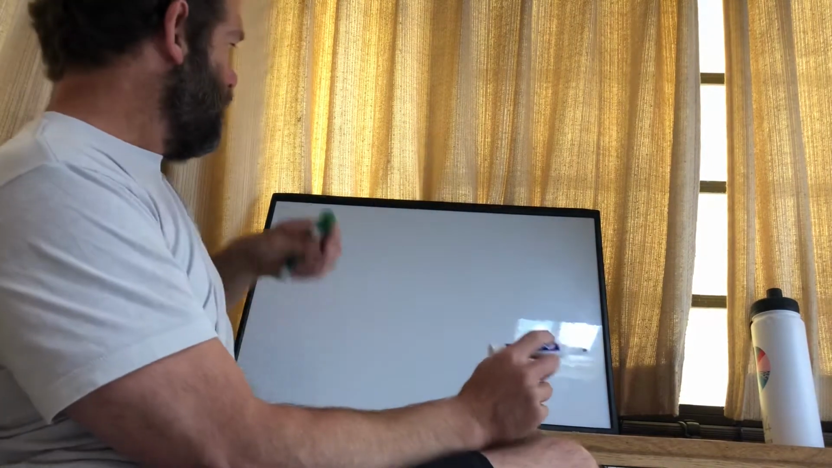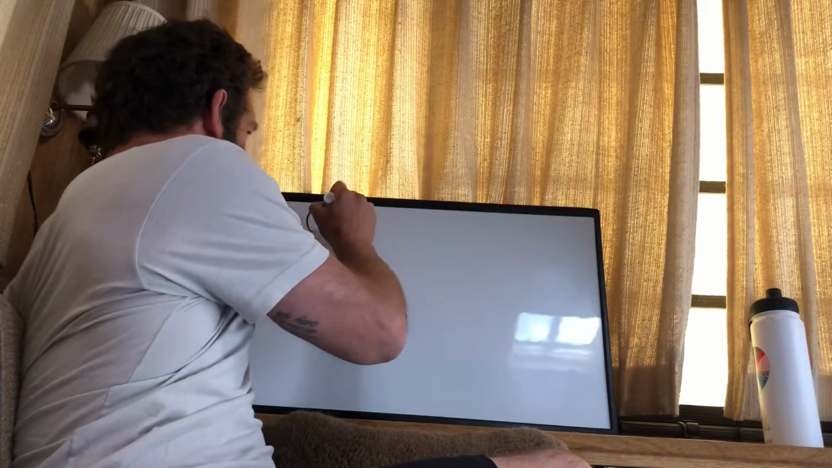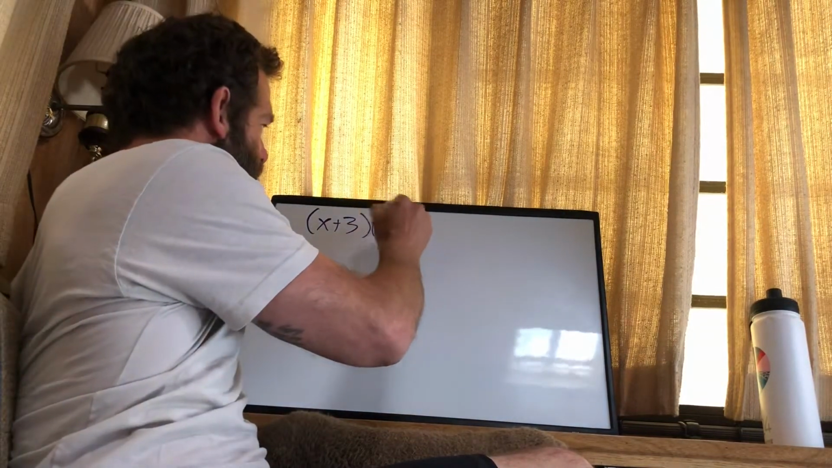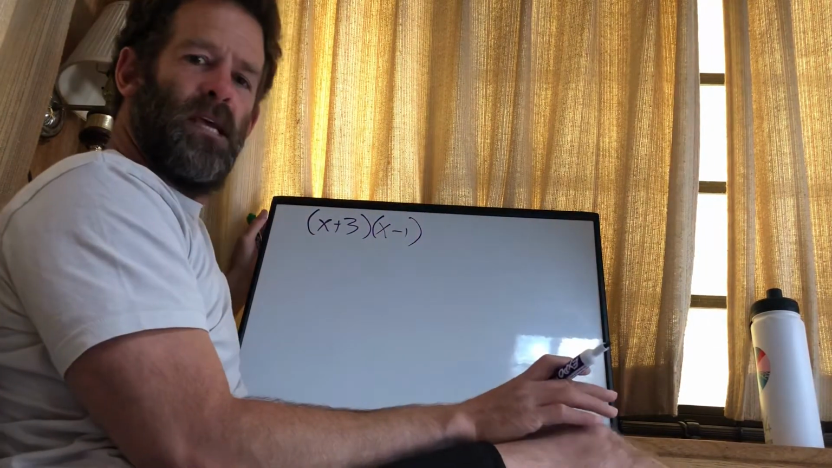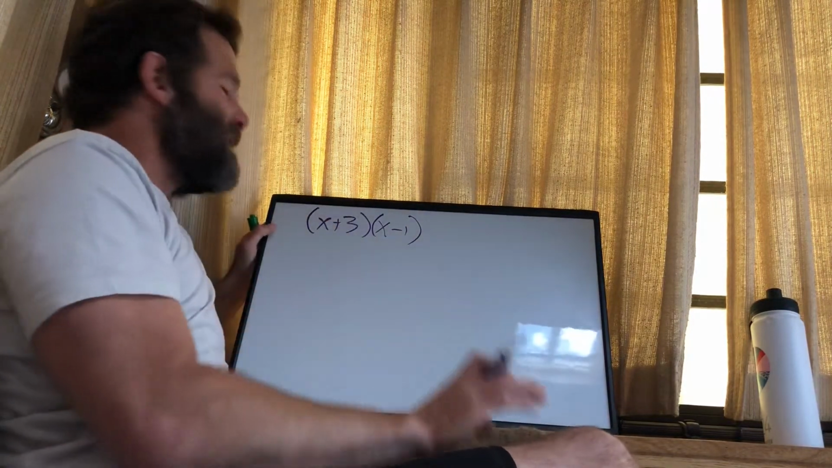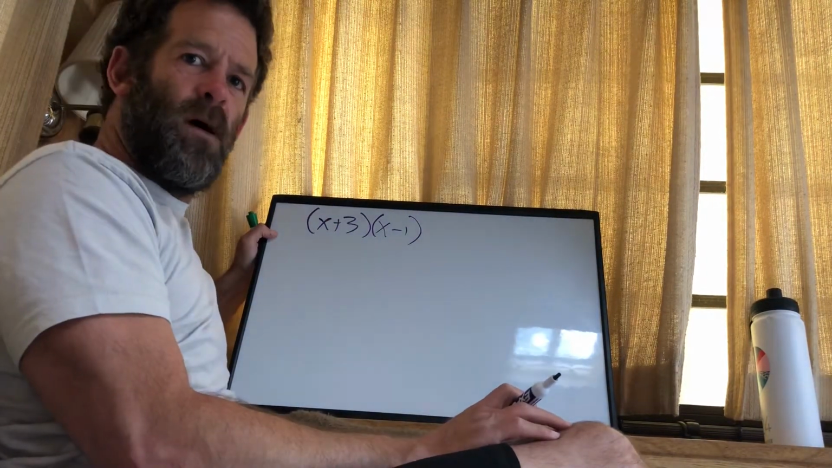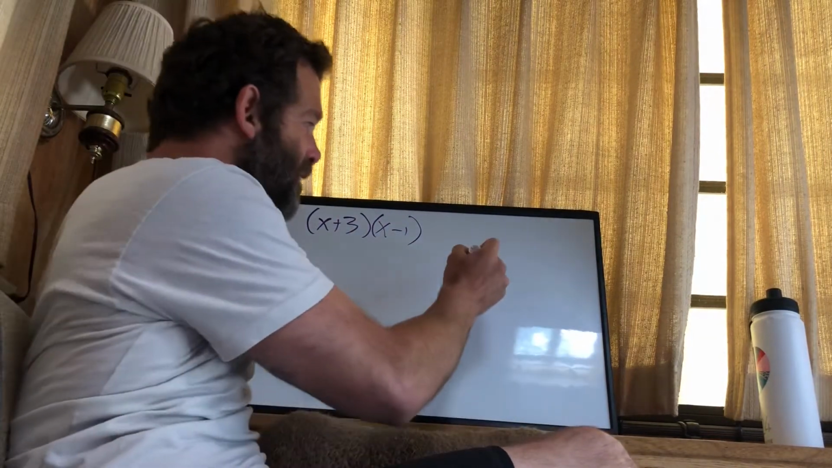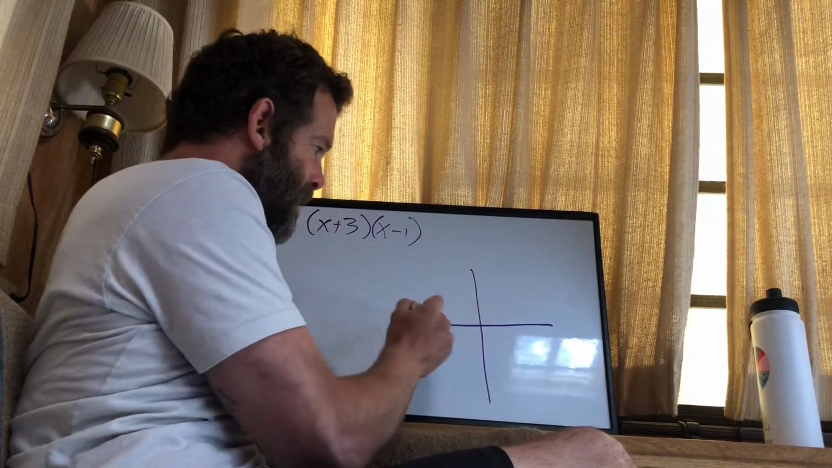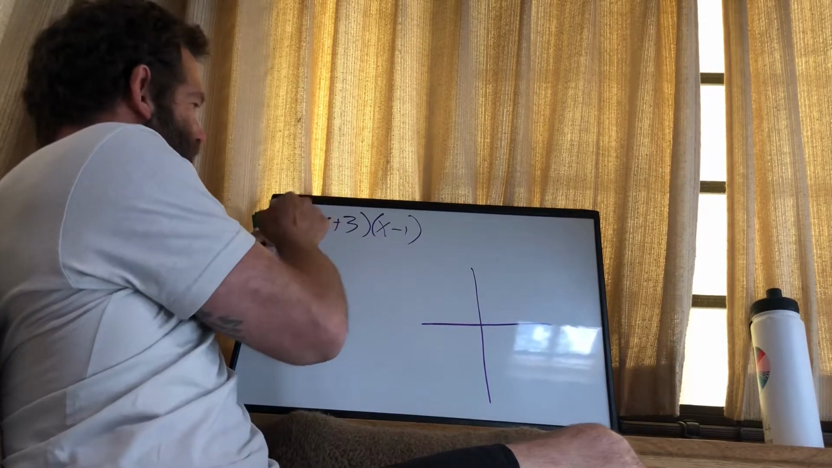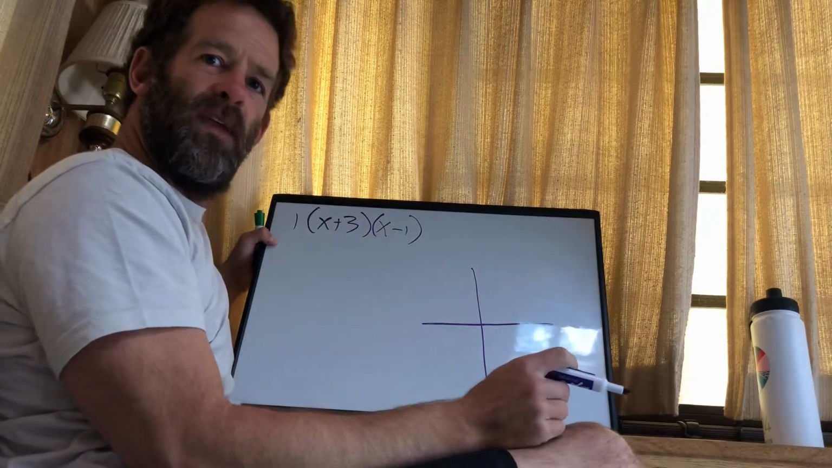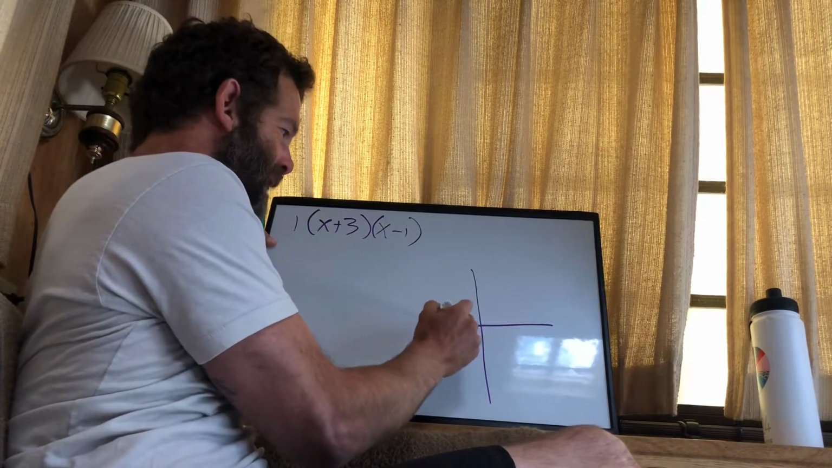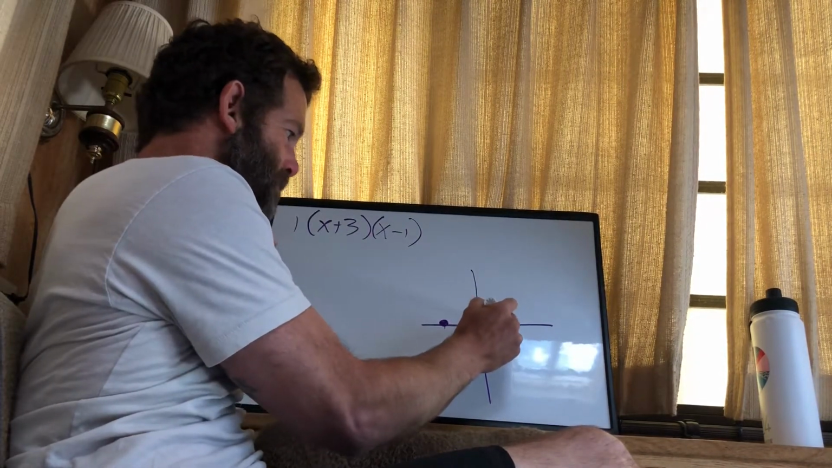I give you y equals (x plus 3)(x minus 1). Now what I'm going to do is this. I'm going to convert this to standard form because this is factored form. I already know when I'm graphing this, my a is an invisible 1, so it's going to be curving upward. I know my roots are going to be at -3 and at +1.